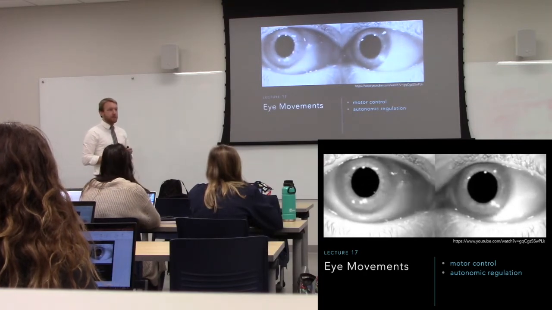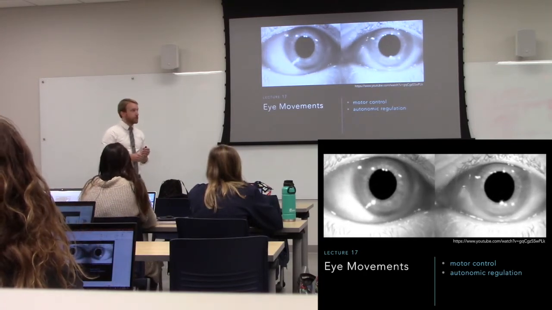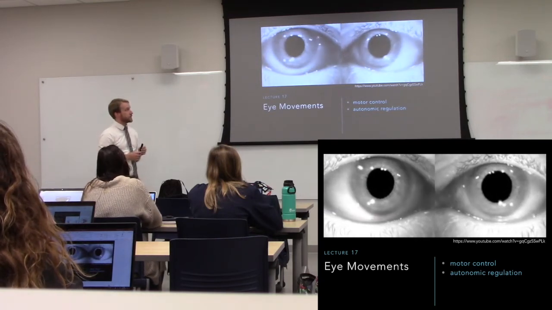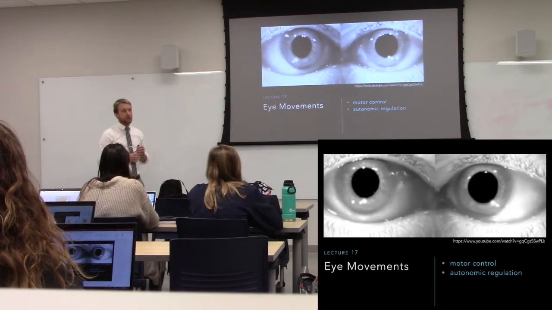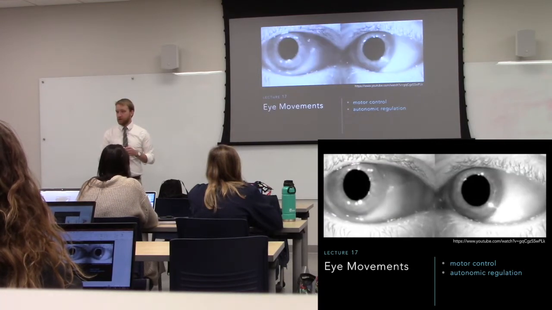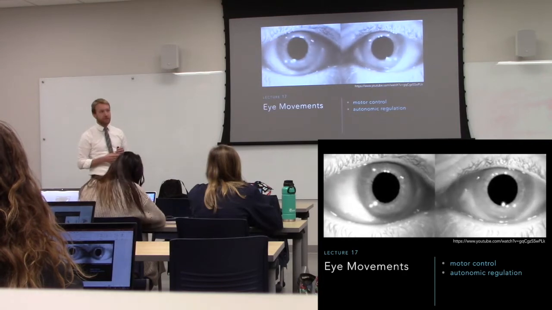But non-twitch muscles are going to help us get those smooth movements that we can see in between the saccades. The saccades are your straightforward fast twitch. Twitch here meaning the firing of action potentials, as we'll see.